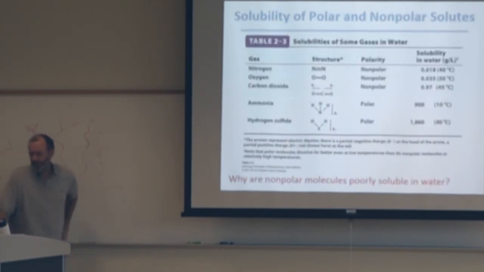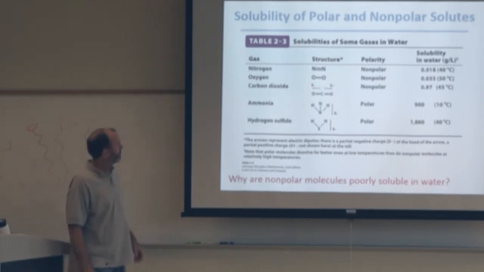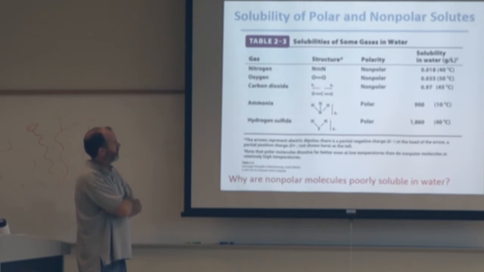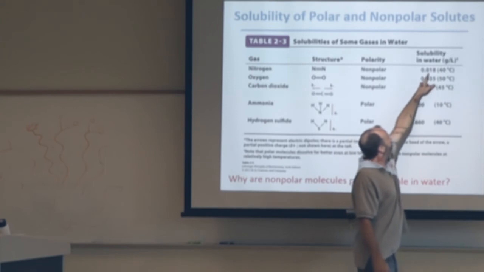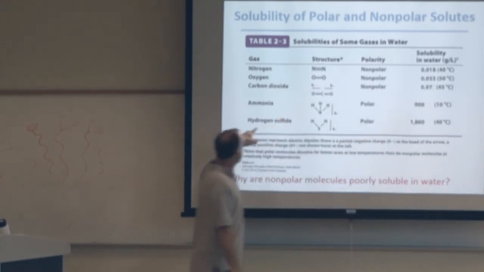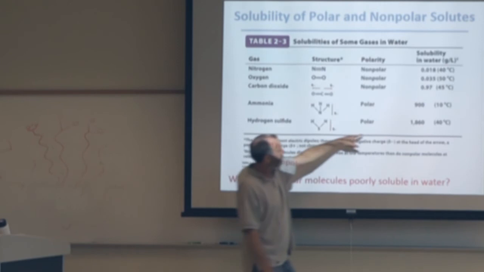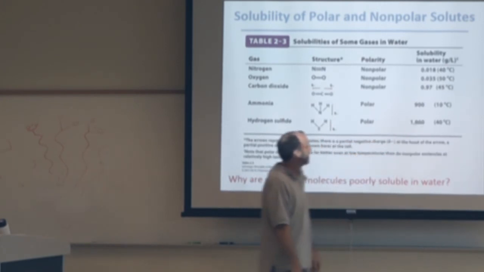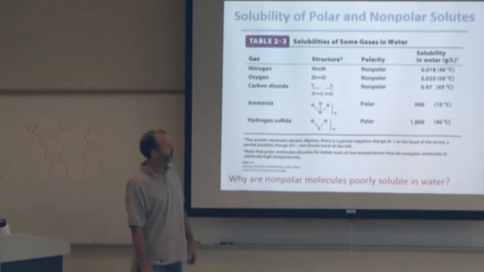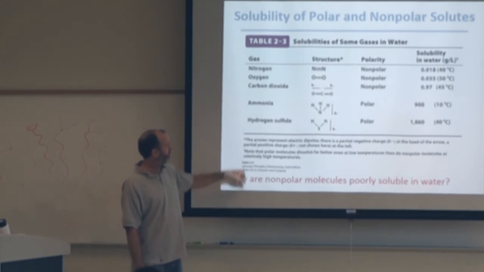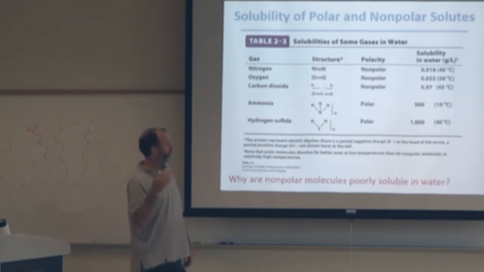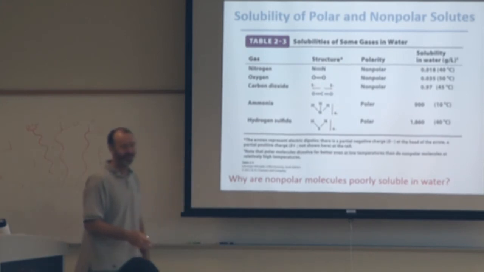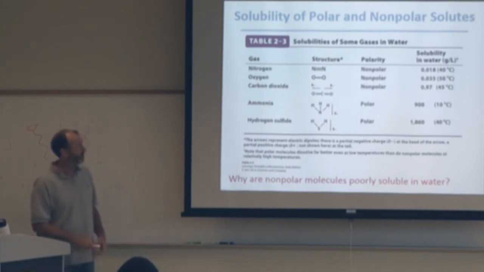And this is some solubility of polar and non-polar solutes. We have nitrogen, which is non-polar, at 0.018 grams per liter. And then we have hydrogen sulfide at the other extreme, at 1,860 grams per liter, which is highly polar. So why are the non-polar molecules poorly soluble in water? It's because of this hydrophobic effect.